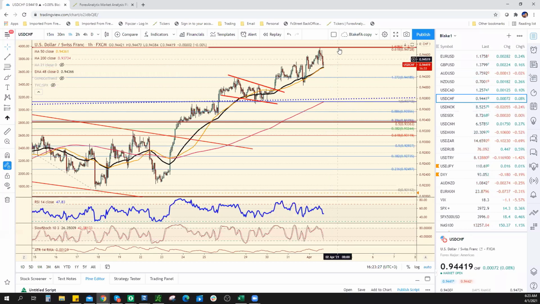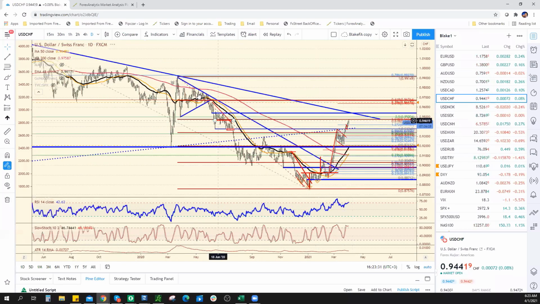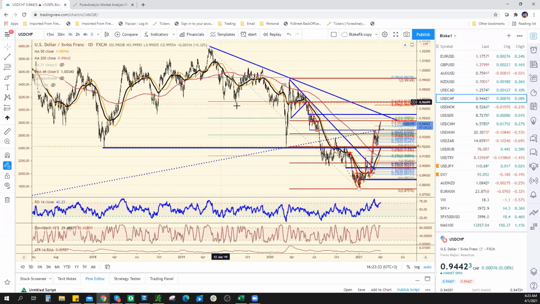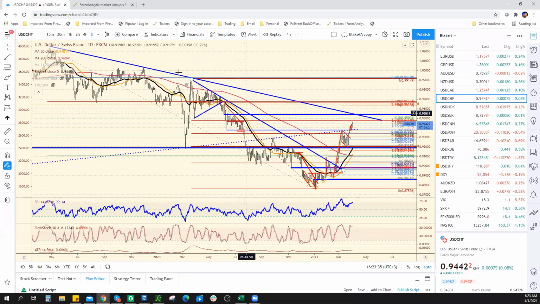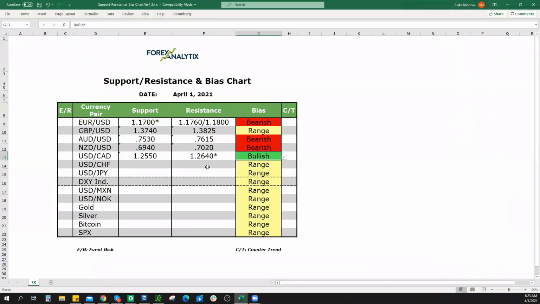Swissy, what a rejection of the 618. Big 618. That is from this post-COVID high to low 618. That comes in at 94.70. That has proved today to be critical.